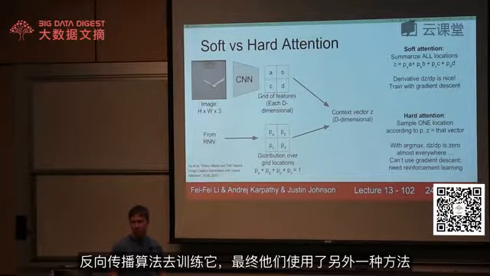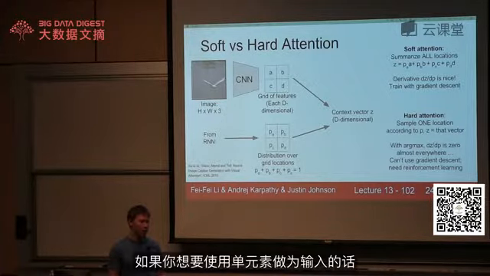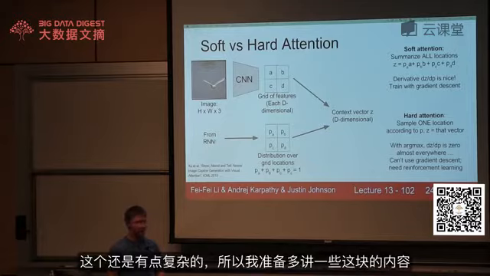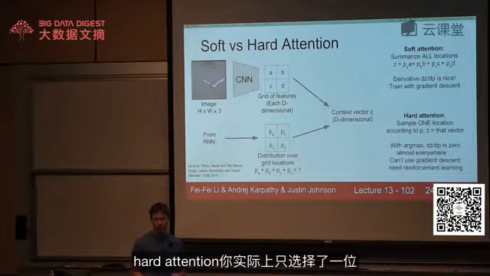So it turns out that they propose another method based on reinforcement learning to actually train the model in this context where you want to select a single element of the input. But that's a little bit more complex, so we're not going to talk about that in this lecture. But just be aware that that is something that you'll see, this difference between soft attention and hard attention, where you actually pick one.